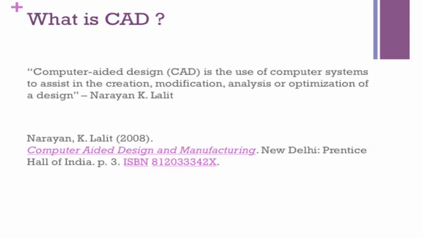Next, what exactly is CAD? A definition of CAD could be: computer-aided design is the use of computer systems to assist in the creation, modification, analysis, or optimization of a design. This is one definition, and we will be looking at what CAD is in this episode and the following episodes.